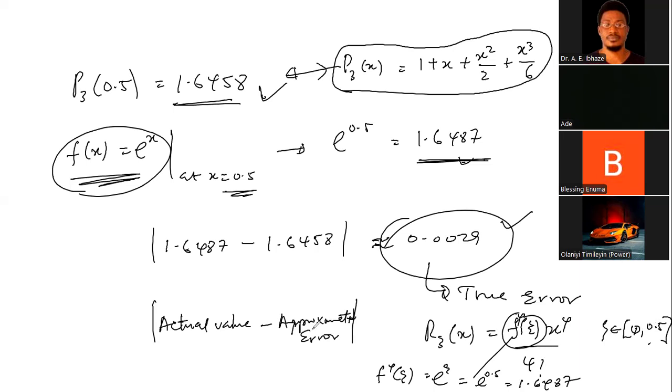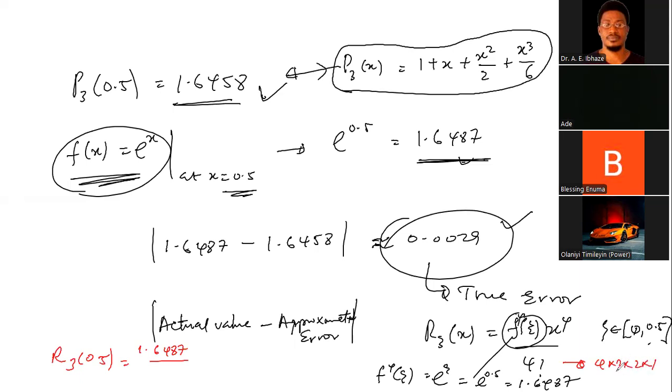And now this is 4 factorial. So the Lagrange remainder term here for the 3 terms will now be the same as for 0.5. So let's just plug that in. For 0.5 it will now be this value, which is 1.6487 over 4 factorial. So this will be 4 times 3 times 2 times 1.